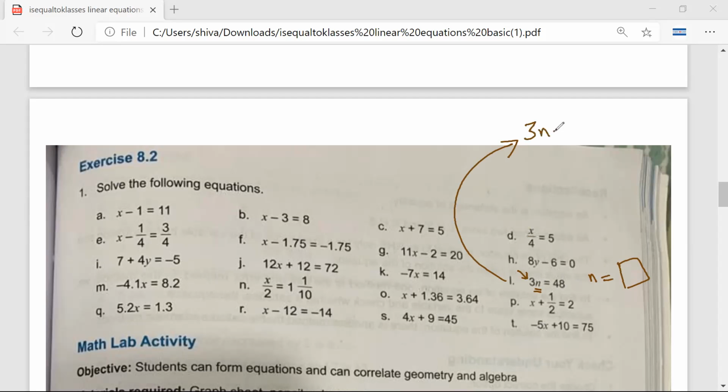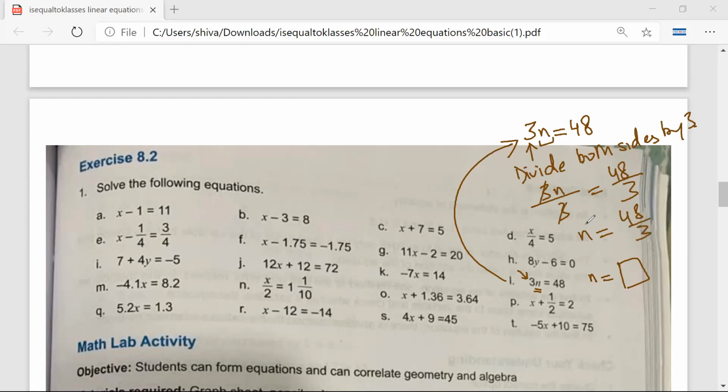No, sir. So let us take this example only. So for example, if it is 3n is equal to 48, Mr. Sarthak, if I want this 3 to leave n, what should I do? Divide by what? 3. Divide both sides by 3. Why do I do this? Because if I divide 3n by 3 and I divide 48 by 3, this n is now isolated. Mr. Sarthak, any doubt?